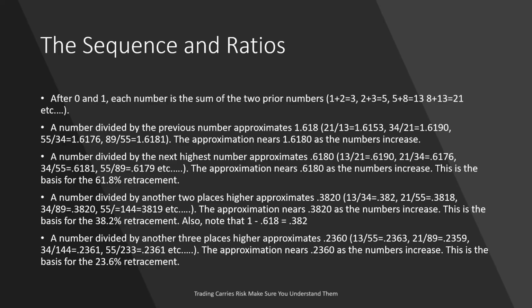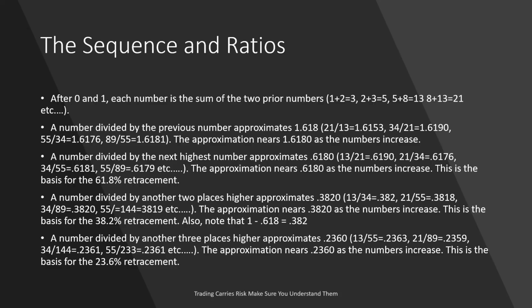Now, how do we get from the sequence over to the ratio, over to the financial markets? So we've got the numbers. 1 plus 2 equals 3, 2 plus 3 equals 5, 5 plus 8 equals 13, 8 plus 13 equals 21, and go on. Now, if we were to take that sequence and do some funny little things with those numbers, guess what? We would find that that same numeric value was applied over and over and over throughout that sequence.